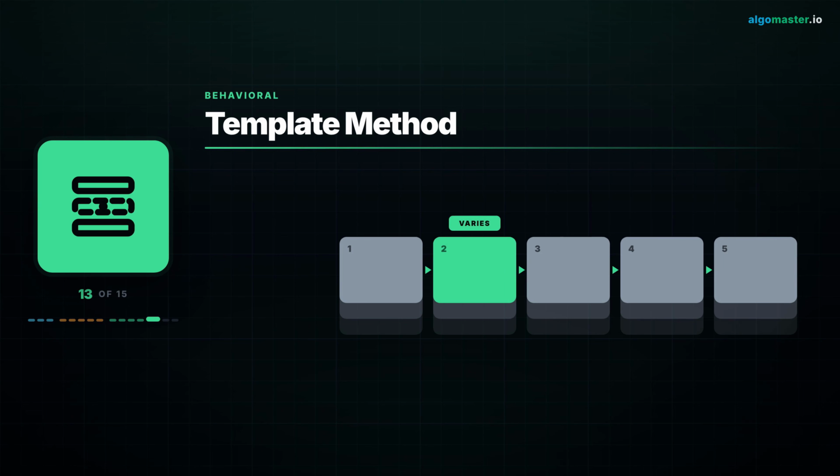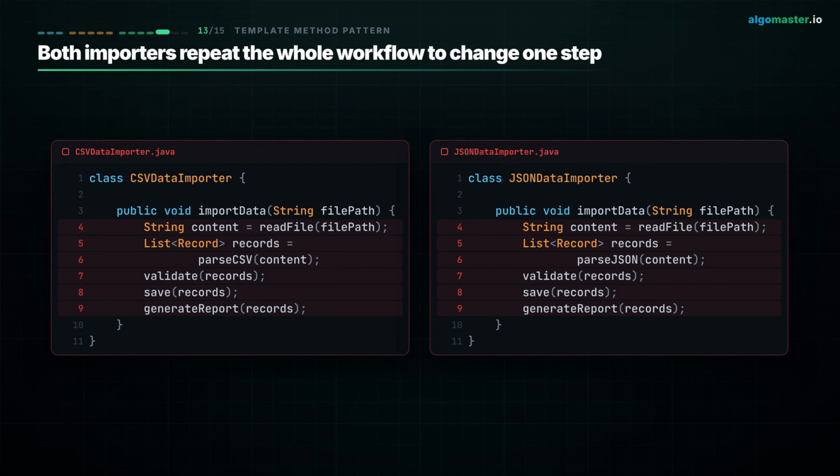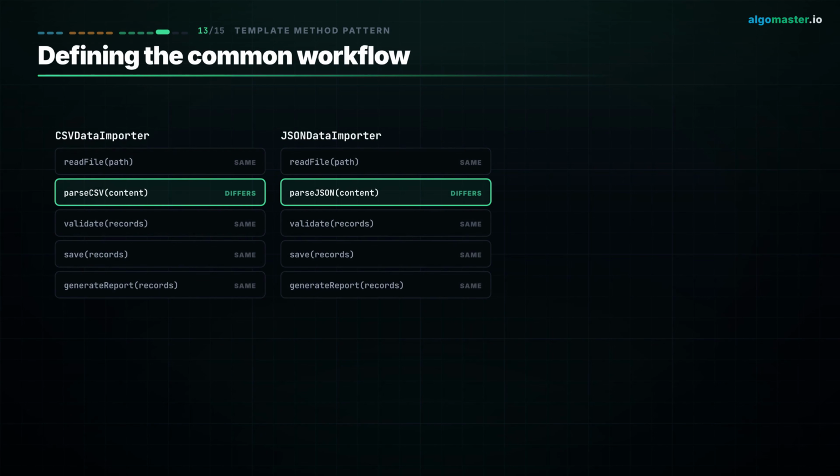Imagine you are building a data import system and want to support different file formats, such as CSV and JSON. All formats follow the same sequence. Read the file, parse the content, validate the records, save them, and generate a report. If each importer implements the full workflow separately, most of the code gets duplicated. The only major difference is how the content is parsed.